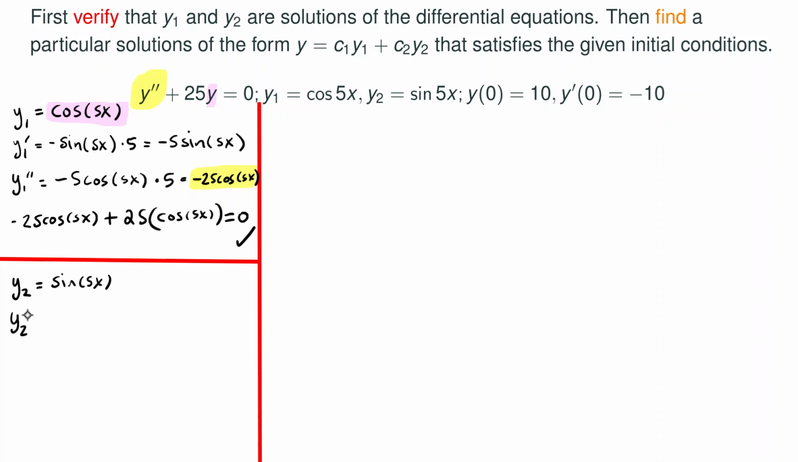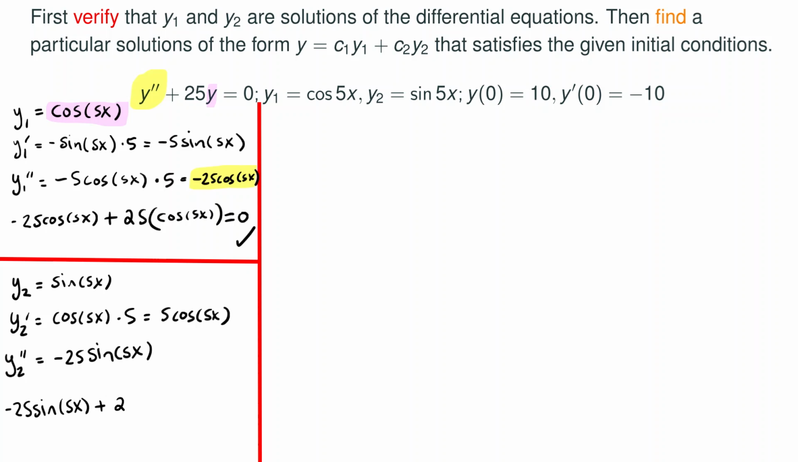The derivative of y sub 2 is cosine of 5x times 5, or 5 cosine of 5x. The second derivative then would be, derivative of cosine is negative sine times the derivative of the inside, so we get negative 25 sine of 5x. Let's verify. We take the second derivative, add it to 25 times the original, and we do indeed get 0. So we verified y1 and y2.